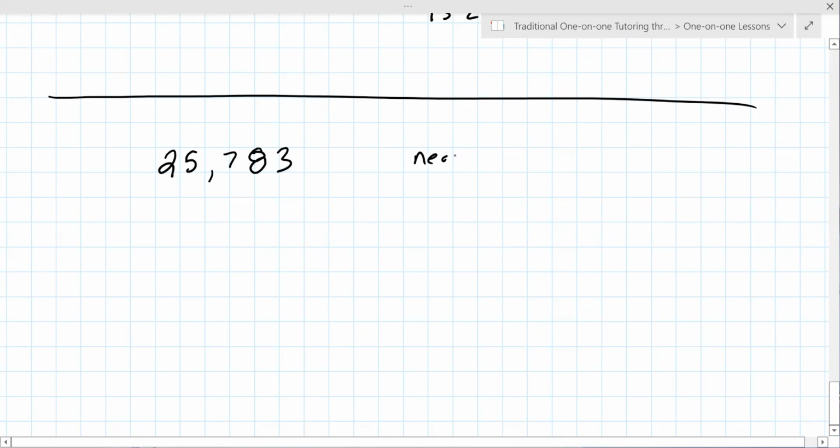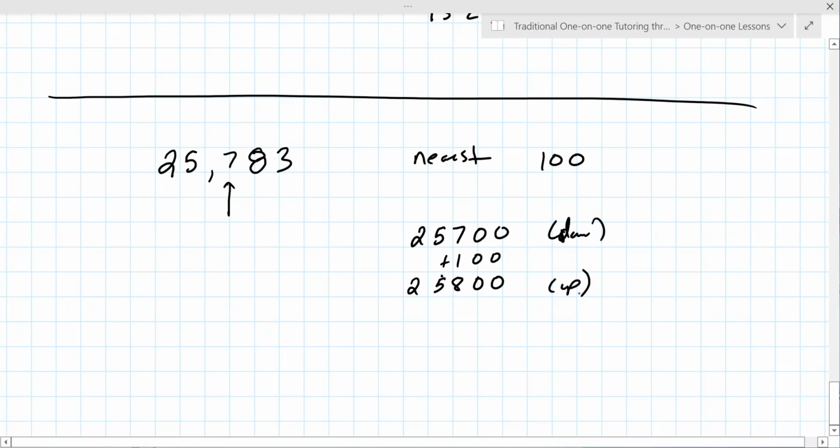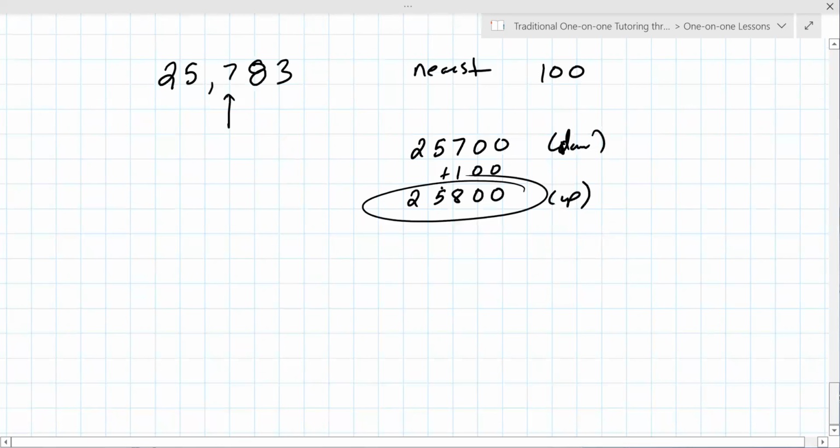All right, so let's go to the nearest 100 this time. So that would be 800. Yeah, and if you're not sure, you just add. So it's 25,800, 25,700 down and up. Which one? You kind of already said it, but I like 800. Yeah. Okay, let's try another one here.